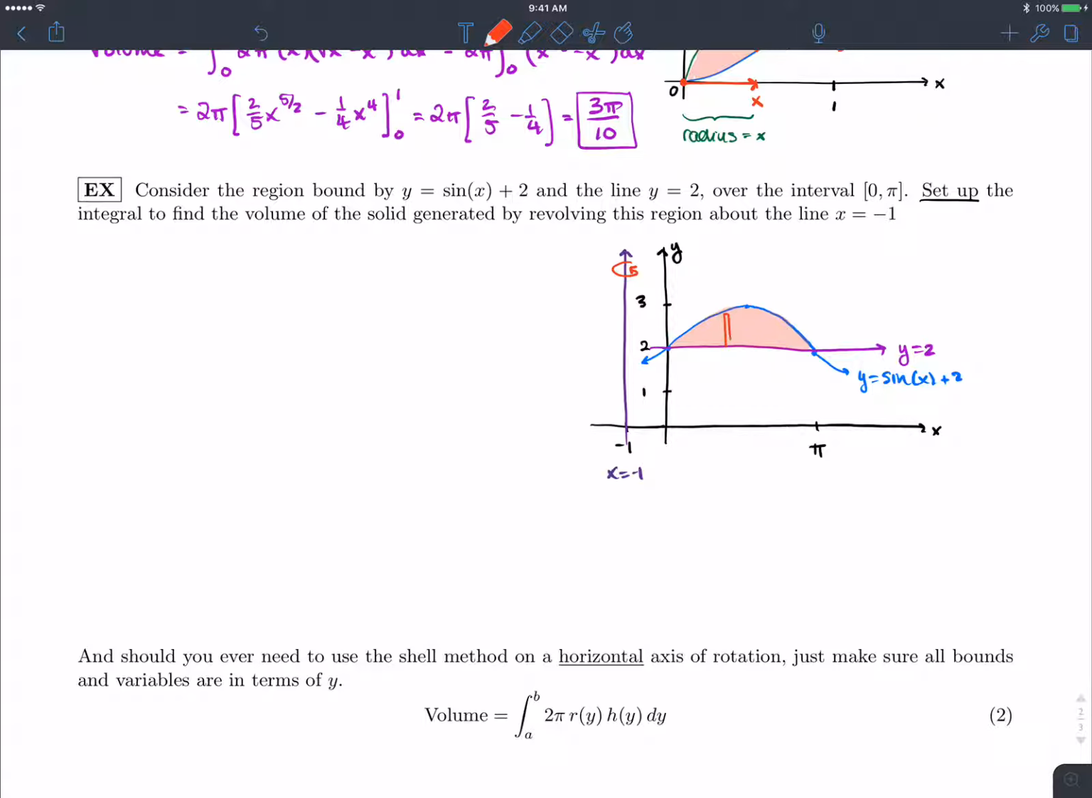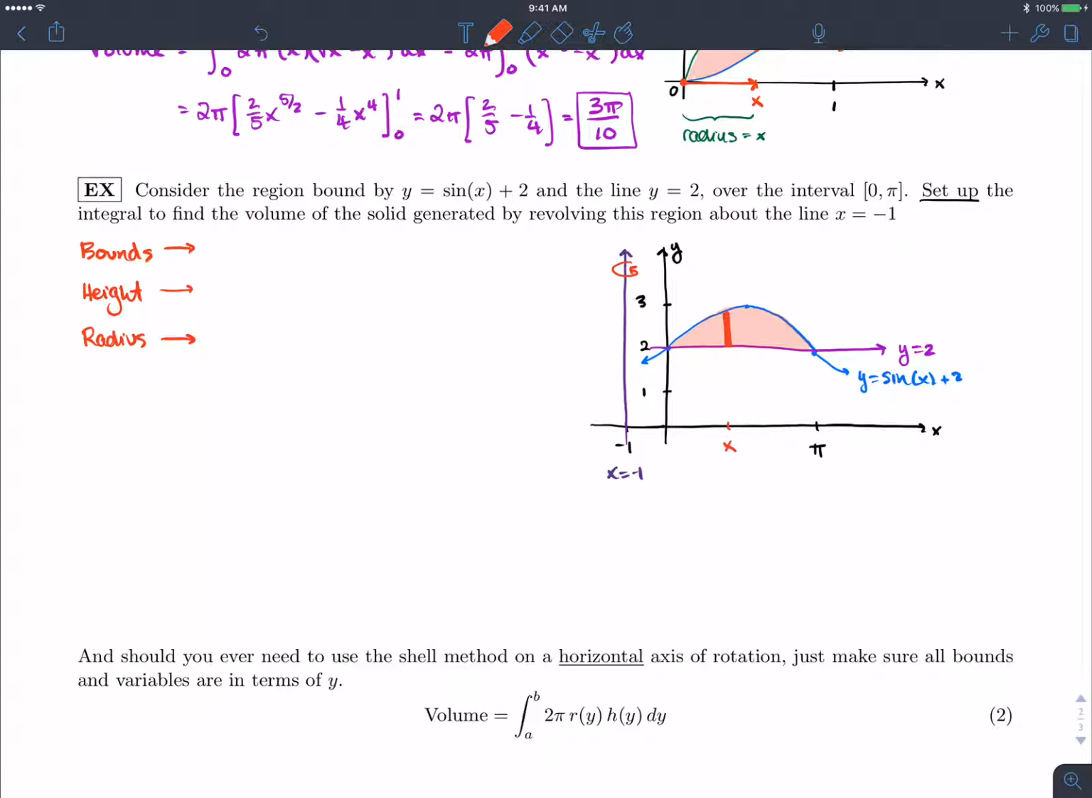So I'm going to draw a cross section here. And I'm going to say that this cross section occurs at some point x. And then we are going to go through and determine what our characteristics are. So we need 3 things. We need our bounds, we need the height of a shell, and then we need the radius of a shell.